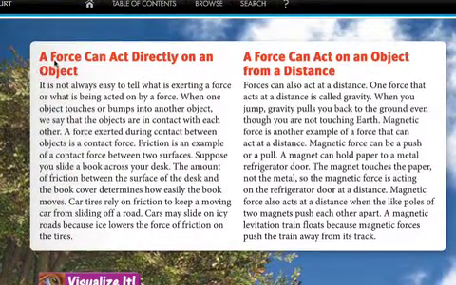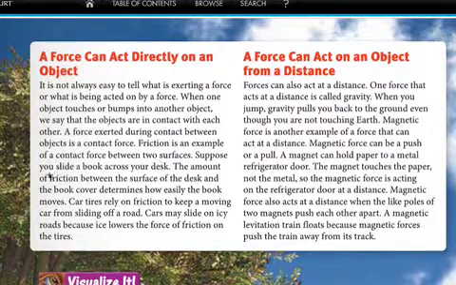So a force can act directly on an object. It is not always easy to tell what is exerting a force or what is being acted on by a force. When one object touches or bumps into another object, we say that the objects are in contact with each other. A force exerted during contact between objects is a contact force. Friction is an example of a contact force between two surfaces.